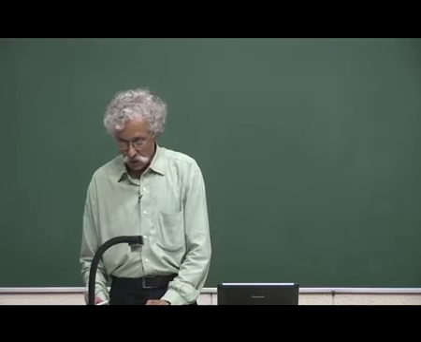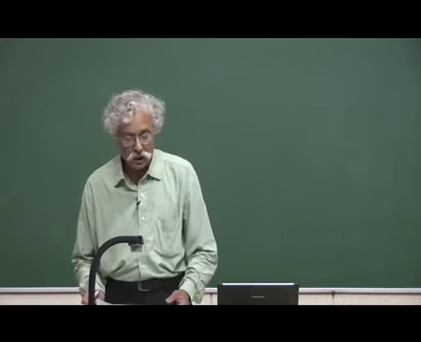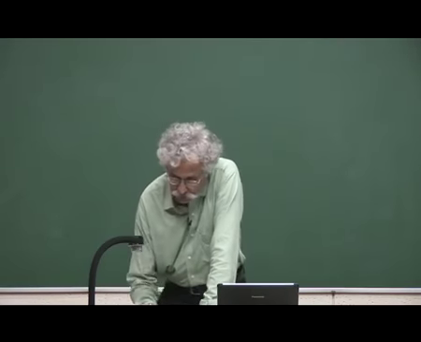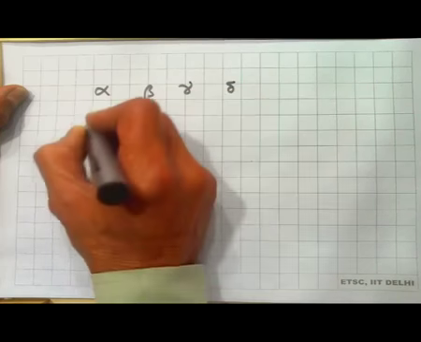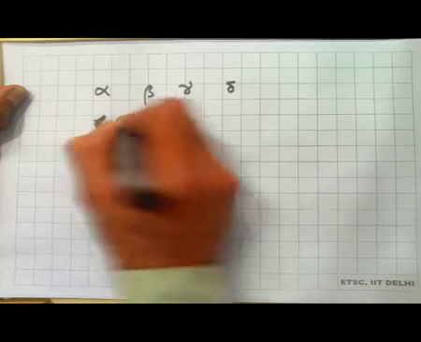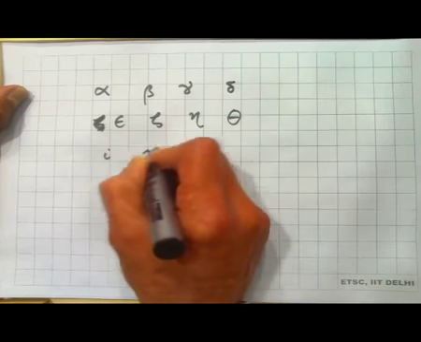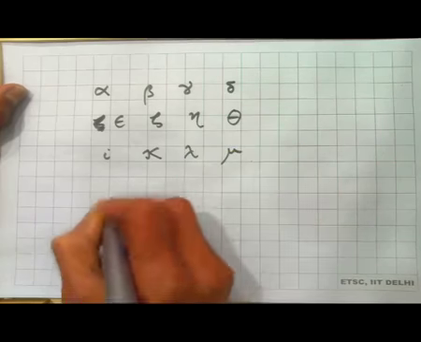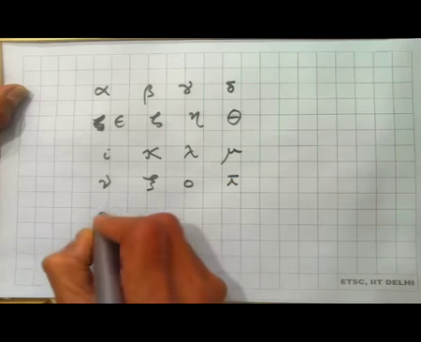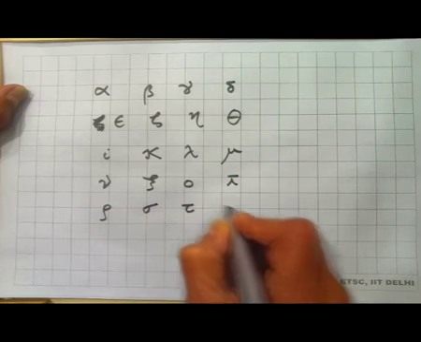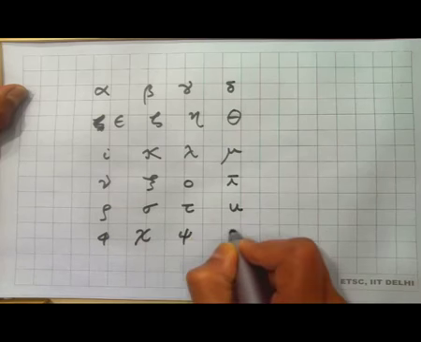So, it may be interesting for you to know that there are actually 24 Greek alphabets. So, these are alpha, beta, gamma, delta, epsilon, zeta, eta, theta, iota, kappa, lambda, mu, nu, xi, omicron, pi, rho, sigma, tau, upsilon, phi, chi, psi, omega.